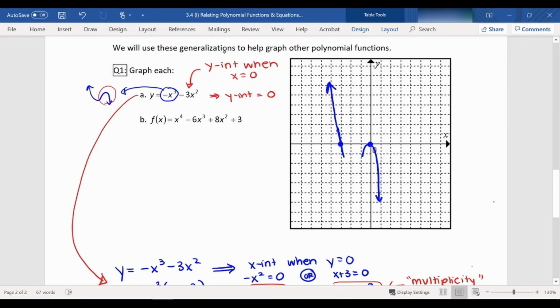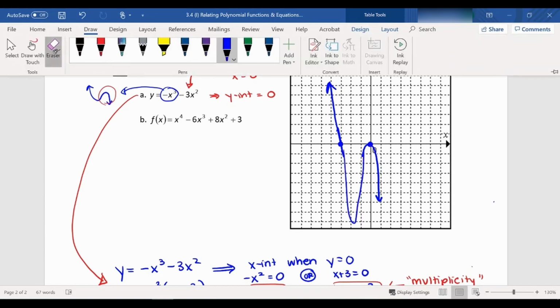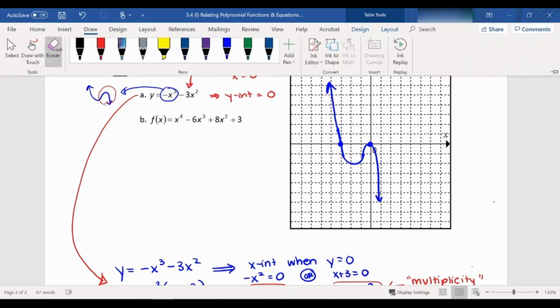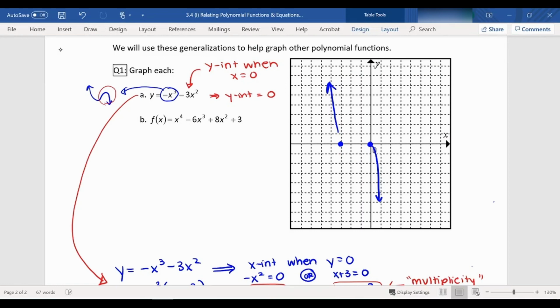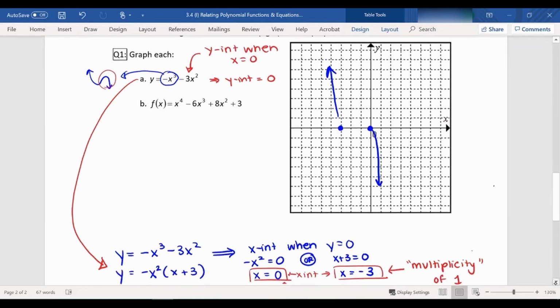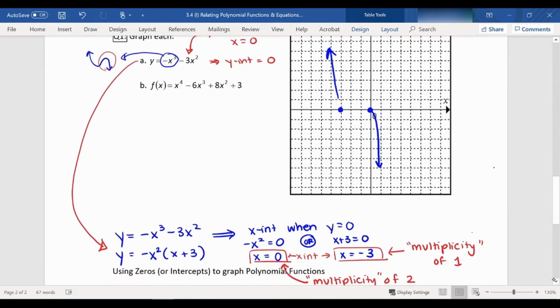So the only thing I don't know is how far down the hump in the middle goes. Does it go way down like this? Does it go really shallow like this? We don't know. So we need a couple more points. So we're going to make ourselves just the tiniest little table of values here. And what I'm going to do is plug in x is -1 and -2. So I'm going to put my tiny table of values just over here. So I need x's -1 and -2.